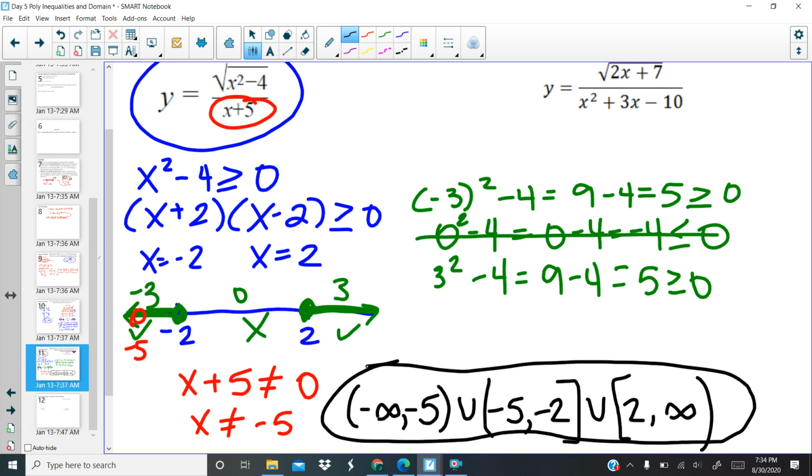So it's everything less than negative 2 except for that negative 5. You just jump over that by using those parentheses, how we wrote it here, and then everything from positive 2 up to infinity. So anytime that you have both in one equation, make sure that you take into consideration all of the restrictions instead of just some of them.